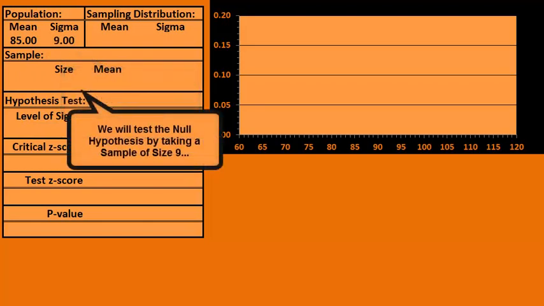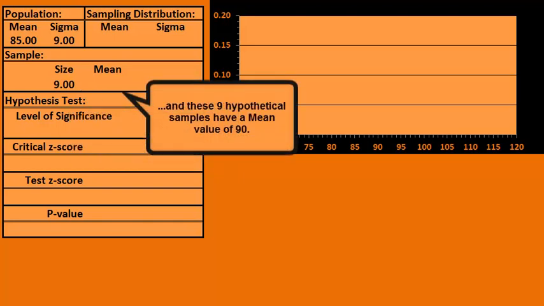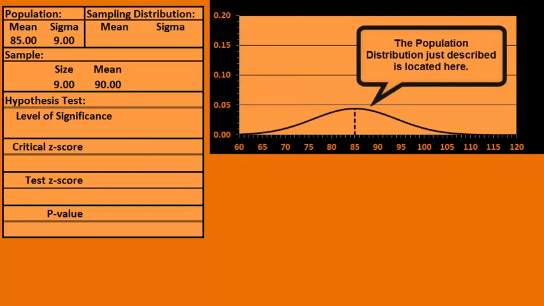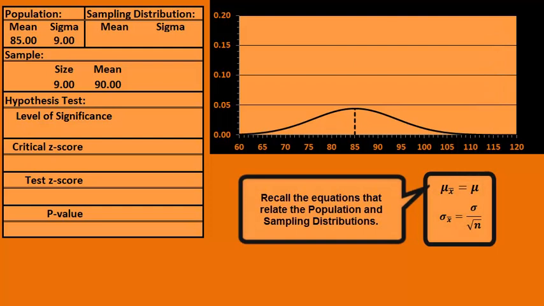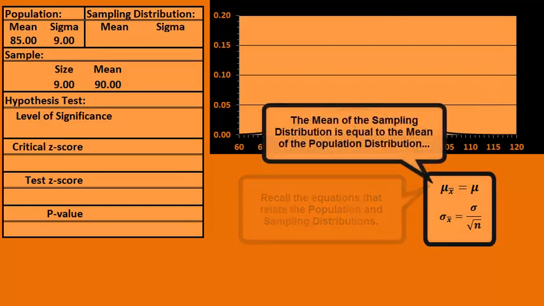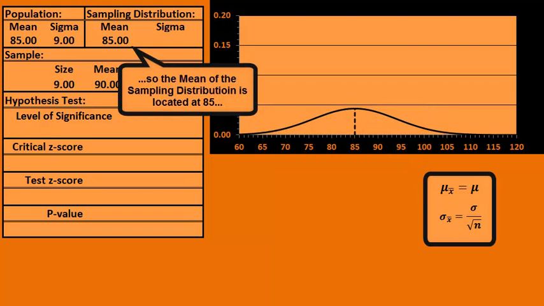We will test the null hypothesis by taking a sample size of 9, and these 9 hypothetical samples have a mean value of 90. The population distribution just described is located here. Recall the equations that relate the population and sampling distributions. The mean of the sampling distribution is equal to the mean of the population distribution, so the mean of the sampling distribution is located at 85.